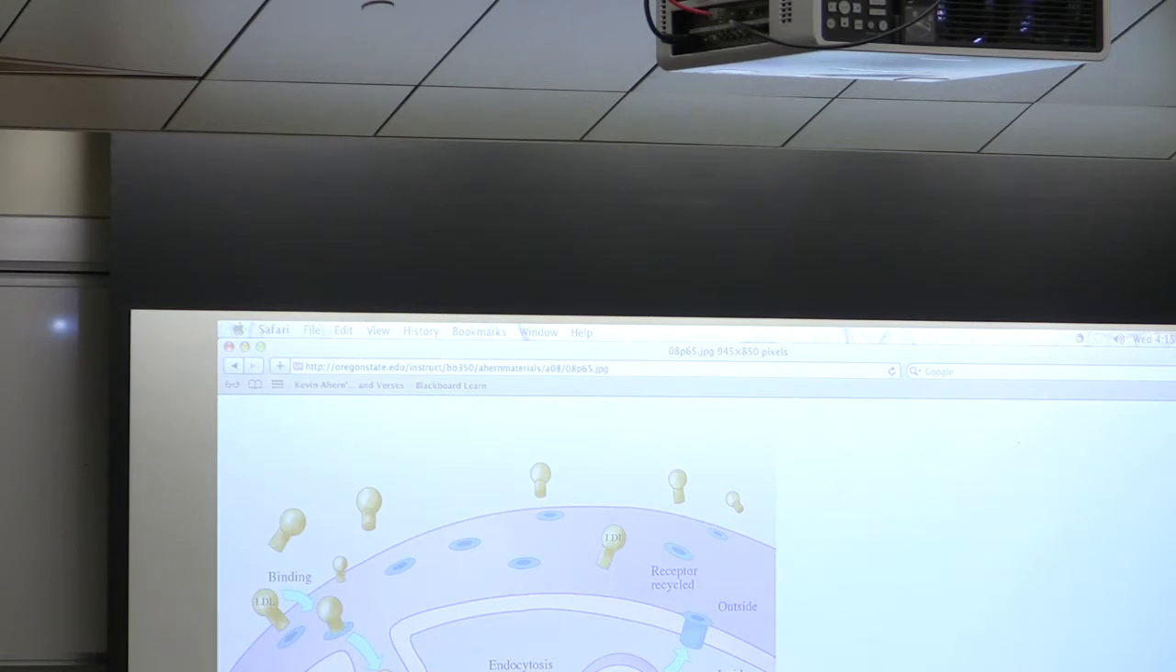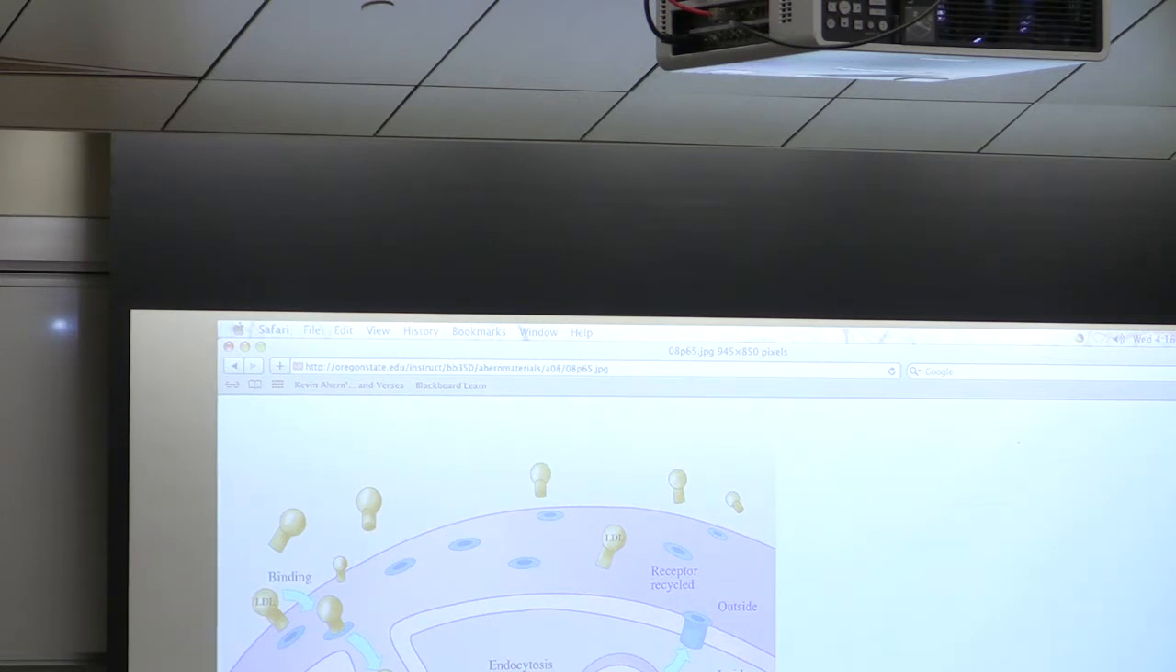receptor-mediated endocytosis. Big mouthful of a name. I'll say it again: receptor-mediated endocytosis. Endocytosis is spelled E-N-D-O-C-Y-T-O-S-I-S. Receptor-mediated endocytosis. That's the process that you see on the screen that I'm going to say a couple of words about.